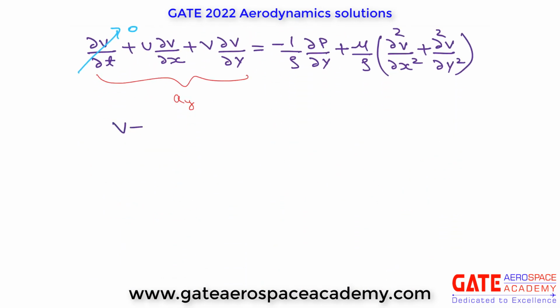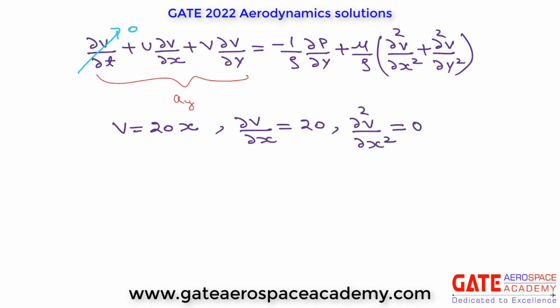So v is equal to 20x. What about dou v by dou x? That is 20. Dou square v by dou x square is equal to 0. Dou v by dou y is 0 because v is not a function of y. Dou square v by dou y square is equal to 0. So again this term is 0, this term is also 0, and dou v by dou y, this is 0.